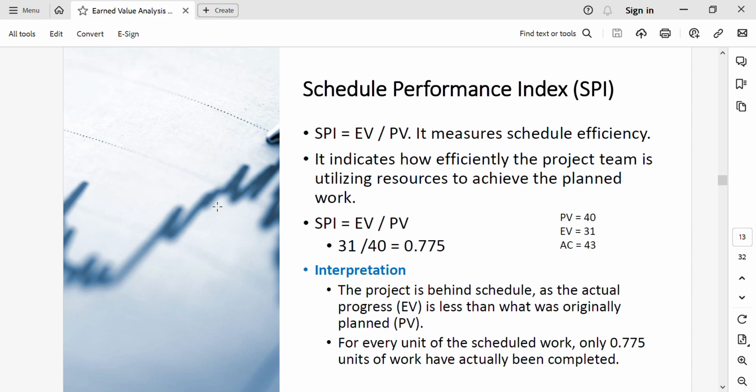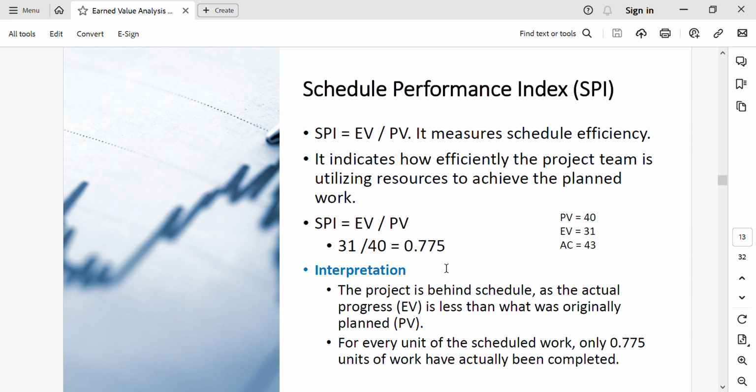Now let's find out the indices to gain deeper insights. First one is the schedule performance index. SPI is simply calculated by dividing earned value by planned value. It is a measure of schedule efficiency. It indicates how efficiently the project team is utilizing resources to achieve the planned work. So SPI is 31 divided by 40, as earned value is 31 and planned value is 40. So the schedule performance index comes to 0.775.